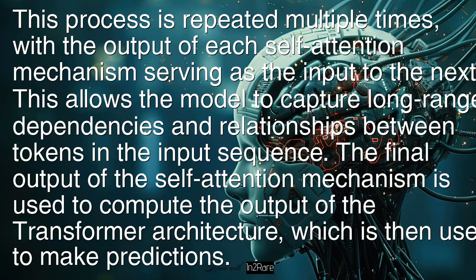This process is repeated multiple times, with the output of each self-attention mechanism serving as the input to the next. This allows the model to capture long-range dependencies and relationships between tokens in the input sequence. The final output of the self-attention mechanism is used to compute the output of the transformer architecture, which is then used to make predictions.